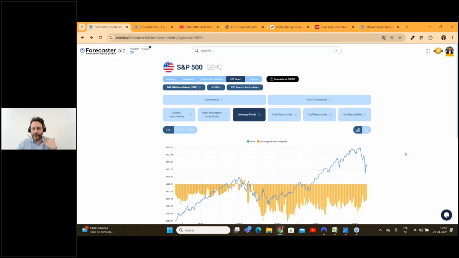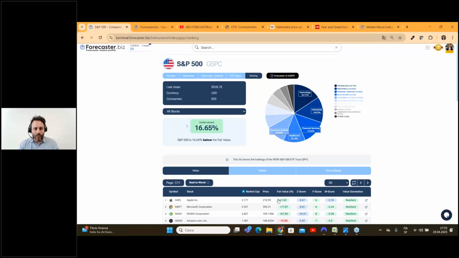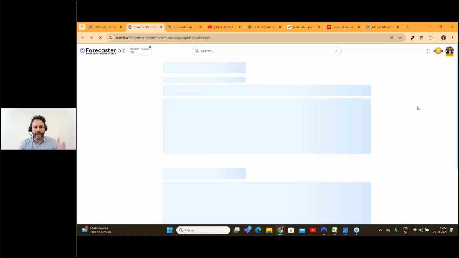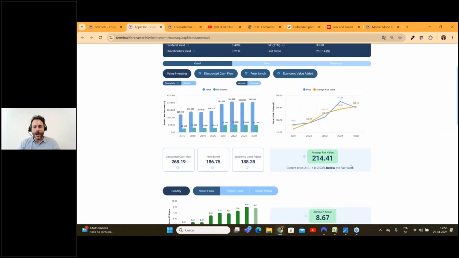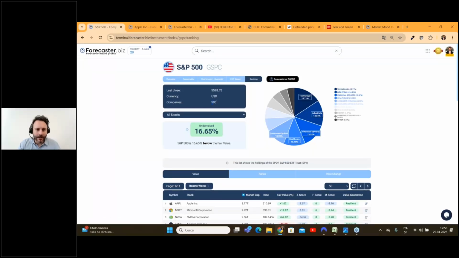Okay, if you have not enough analysis, you can also go to the ranking page where we can find something really amazing. Because inside the Forecaster terminal, for every single stock listed across the globe, we have the fair value automatically calculated by the Forecaster. What we do for every index is take all the companies, the components of the index, and calculate the average fair value for the entire index.